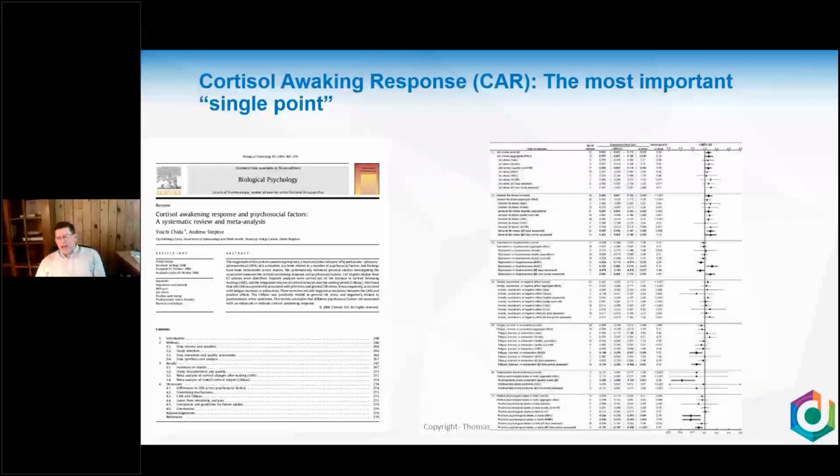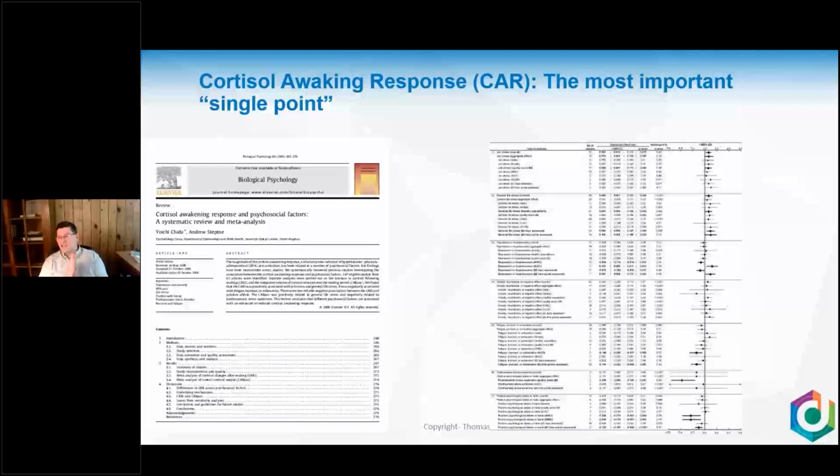And again, when I first, I should say, stumbled across this, I was like, how come nobody in our industry was talking about this? And this is a paper from, actually, no, this is probably a paper from maybe 13 years ago, I think it is. That basically just looks at the cortisol awakening response and the psychosocial factors, a systematic review and meta-analysis.